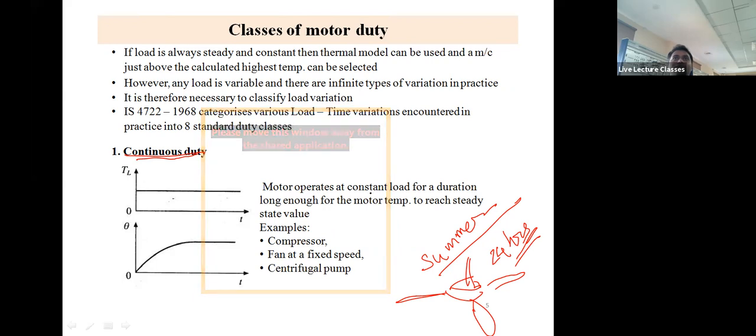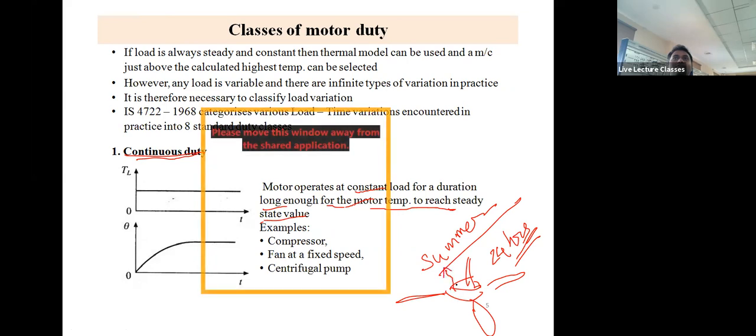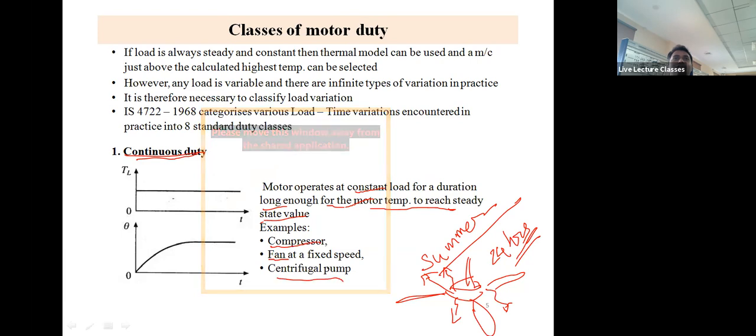So the motor operates at constant load for a duration long enough for the motor temperature to reach steady state value. Means what if the temperature keeps on rising in this fan? Then the windings will burn out, right? So it has to dissipate the heat also. That is why it can run for a long time. Examples are compressor, fan at fixed speed, centrifugal pumps, like the water pumps.